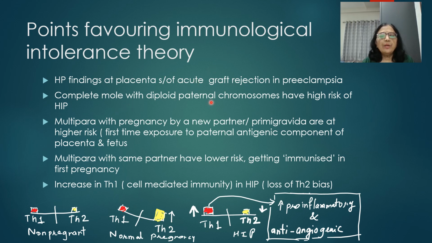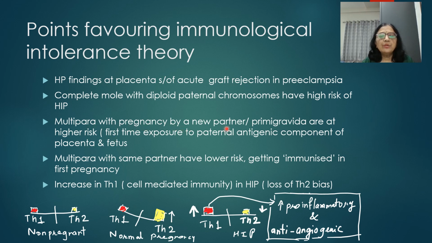Complete mole, with diploid paternal chromosomes, has a higher risk of hypertension in pregnancy as compared to the partial mole, because there is only paternal chromosomal contribution. Diploid paternal chromosomes are present in complete mole. So there is already an exposure to excess villi, and all the villi have only a paternal component, no maternal component, and that is why it is a high risk factor for development of hypertension in pregnancy. And this fact suggests that there is an immunological intolerance.